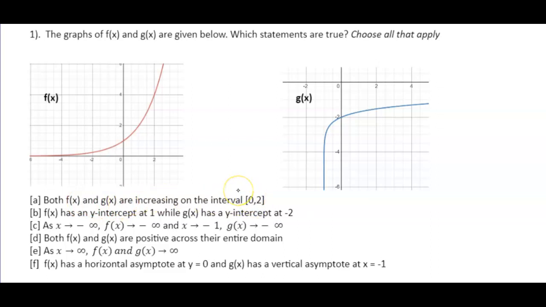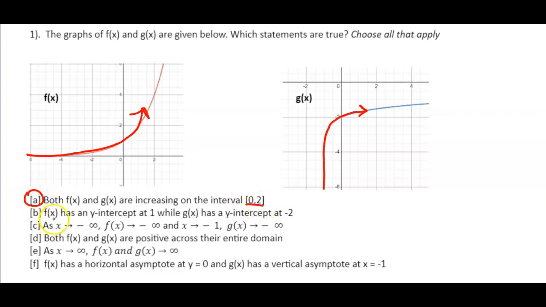First of all, let's look at f of x. If you see here, if we go left to right, which is how you're supposed to read the graph, I am increasing the entire way. If I do the same thing for g of x, left to right, I am increasing the entire way, which includes the interval from 0 to 2. So right now, we know that A is true.